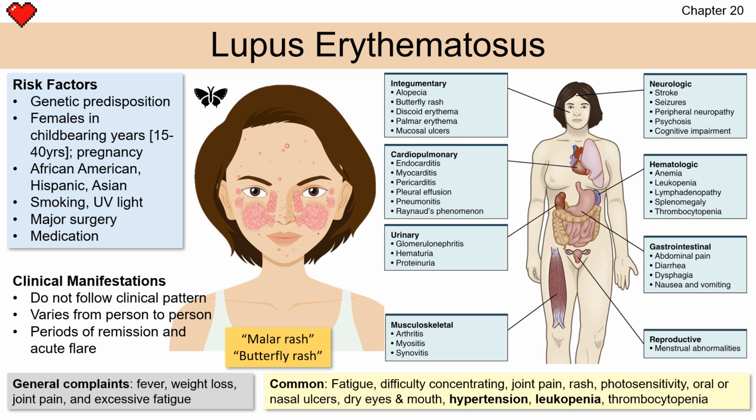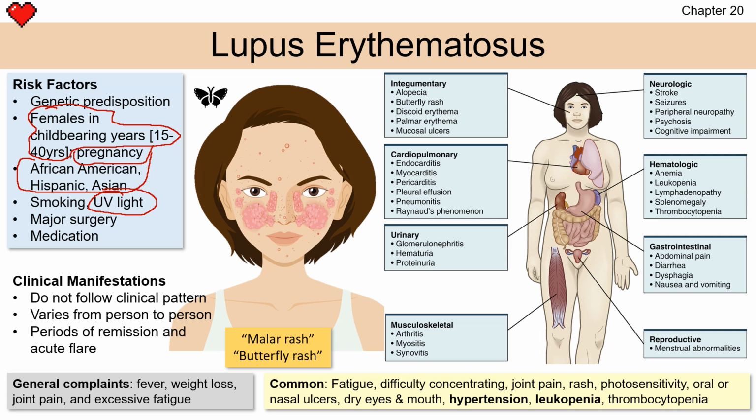Okay, so risk factors for lupus. It runs in families sometimes, and females in the childbearing years, 15 to 40, are high at risk of getting lupus around that time. Also with pregnancy, so especially in the postpartum time, you can get an exacerbation of lupus, so that should be included in your teaching. Ethnicity plays a role. African American, Asian, and Hispanics are at higher risk for getting lupus. Smoking, UV light, so the sun, major surgery, and some medications can also trigger that.